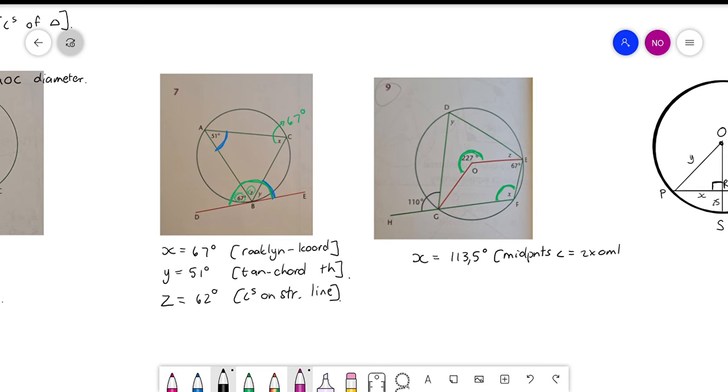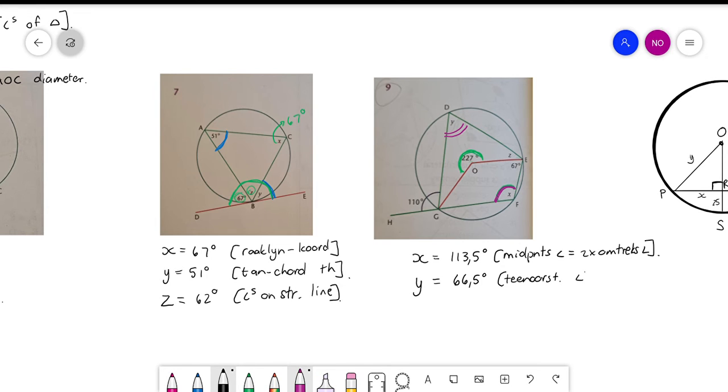Okay, then to get y, I'm going to use the answer I just got. Because this one and that one, those are opposite angles of a cyclic quad. So in other words, they must be supplementary. Add up to 180. So y is equal to 66,5 degrees.